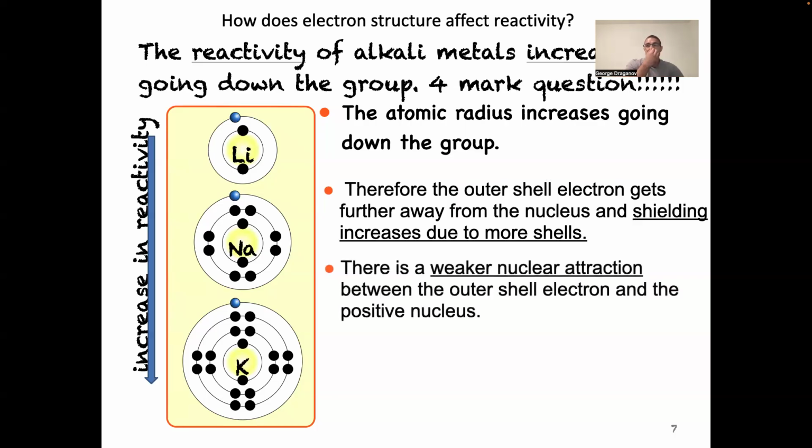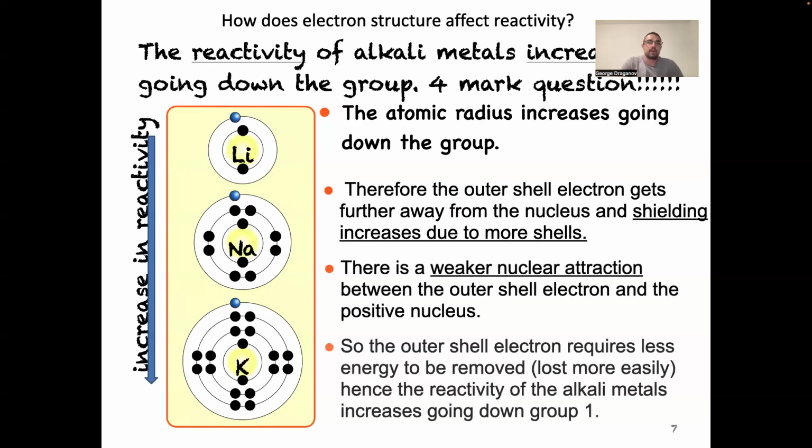So as I said, this creates a weaker nuclear attraction between the outer electron and the positive nucleus. So it takes less energy for the electron to be removed, or you can say it's easier for it to be removed. In more recent mark schemes, they prefer less energy to be removed. And that's why the reactivity increases down group 1. I shall attach this PowerPoint anyway.